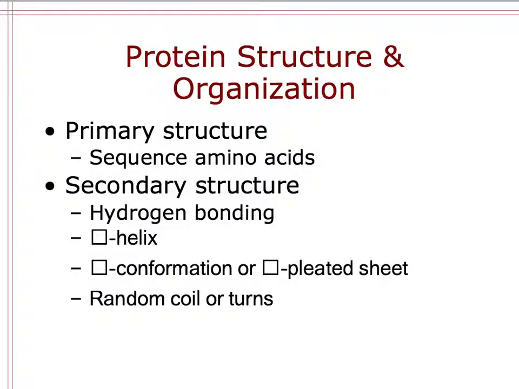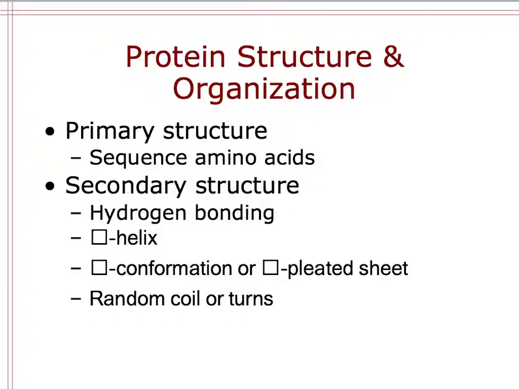So the amino acid sequence, basically when we look at the organization of proteins from amino acids, we have primary structure, secondary structure, tertiary, and quaternary structure. So basically it's an increasing complexity of the protein. When we look at primary structure, that's simply the sequence of the amino acids. So what are the different amino acids lined up in a row? That's our primary structure. It just tells us what amino acids are in the protein and in what order.